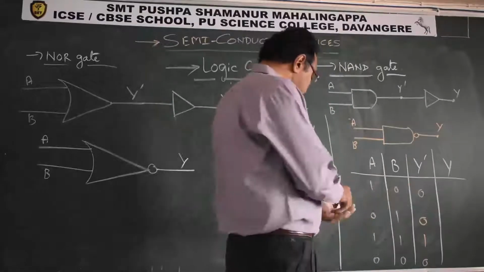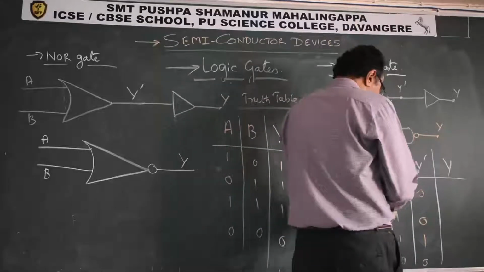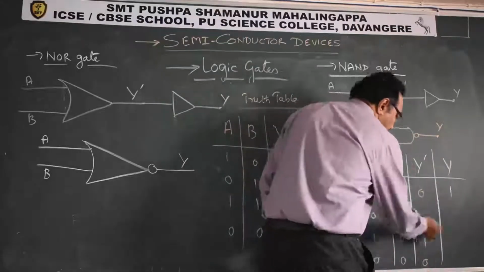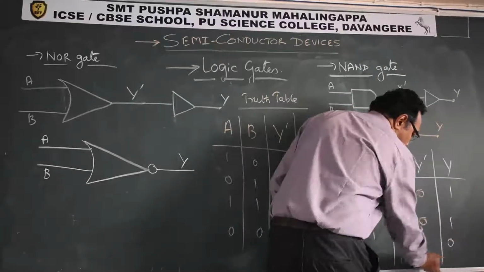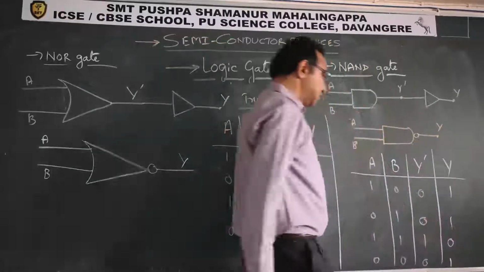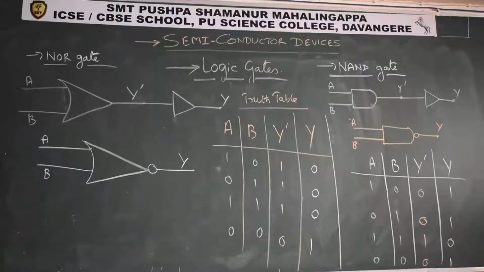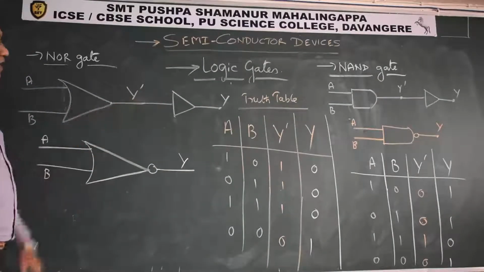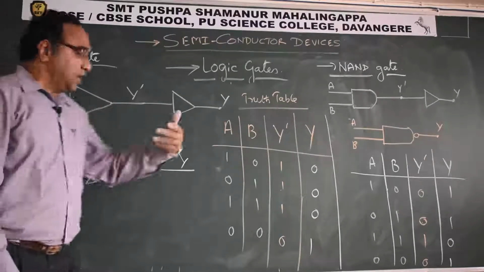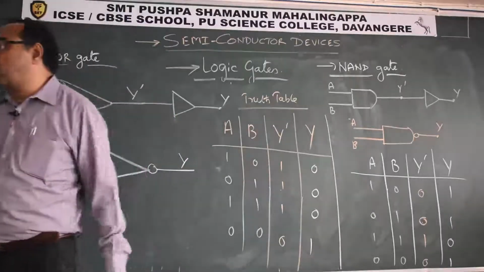So negate it. If you negate it, what will you get? 0 will become 1. 0 will become 1. 1 will become 0. 0 will become 1. See how we can frame the NAND gate. That is exactly how the NAND gate can be visualized. Now coming to the last of the gates, that is the exclusive OR gate.